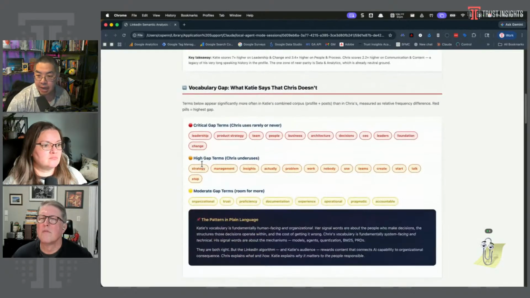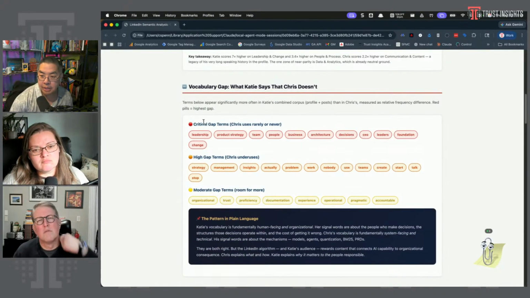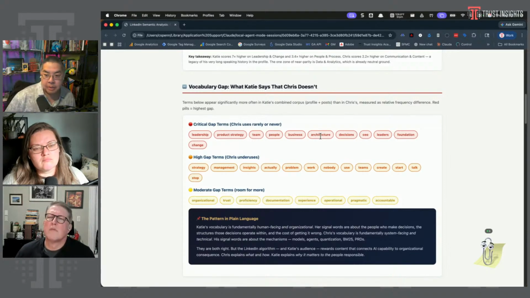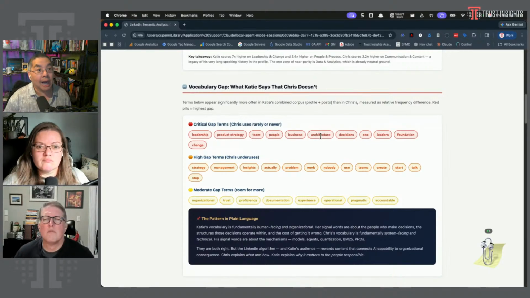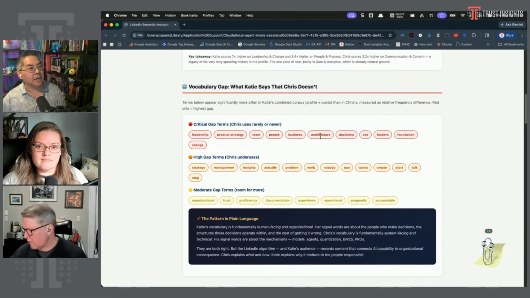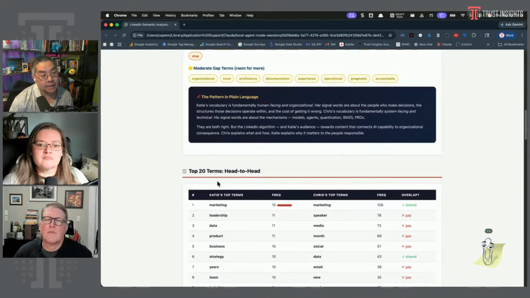Here's the vocabulary gap. Again, this is keyword-based, not embedding-based. You can see the gaps if I wanted to close this older semantic gap, or at least get some ideas about what I should maybe include in my posts. These are the blatant terms that Katie uses that I don't, right? So leadership, product strategy, team, people, architecture, decisions. I talk about none of that. I'm talking about, hey, I just found this cool thing in Claude Cowork, right? Or we built this funny thing. So that's an interesting little gap.